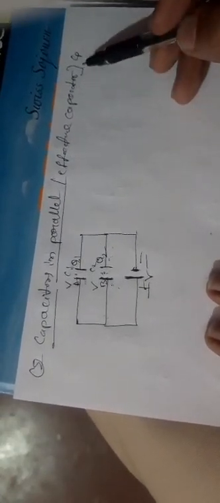How to find the effective capacitance? Effective capacitance, or equivalent capacitance. The symbol is CP. The effective capacitance in parallel combination, or equivalent capacitance in parallel combination, is CP.